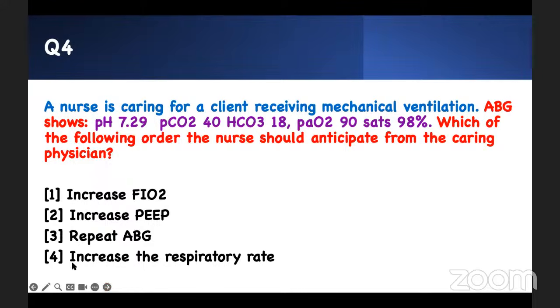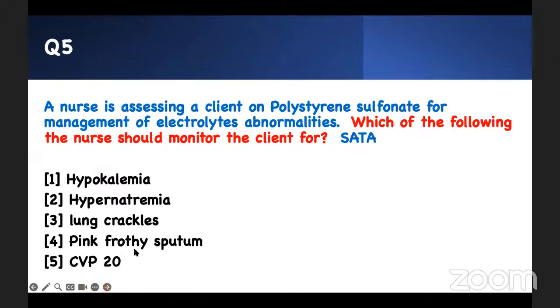And the last one, and I will leave you guys alone. Select or apply, right? Same thing. Which of the following should the nurse monitor the client for? I need to monitor you for it.